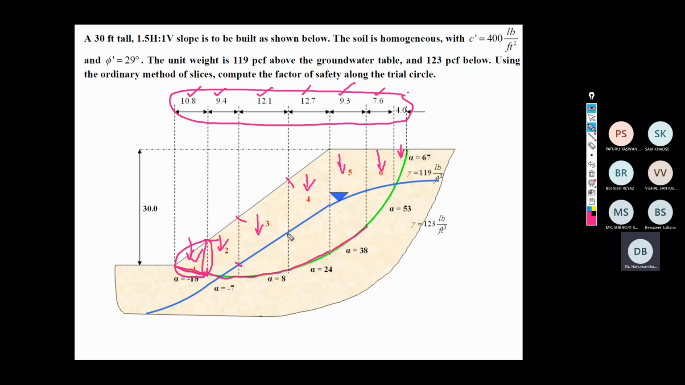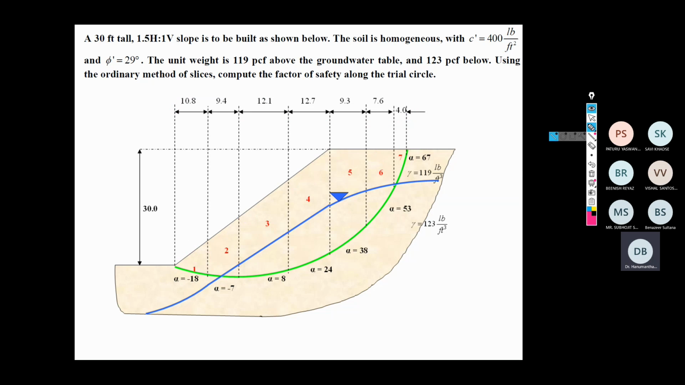If you look at slice number 3, a part of the slice is above the water table and part of the slice is below the water table. That means you need to calculate two different weights. The same thing is to be repeated for 4, 5, 6. Slice 7 is completely above the water table. And now let us see how they have done it.